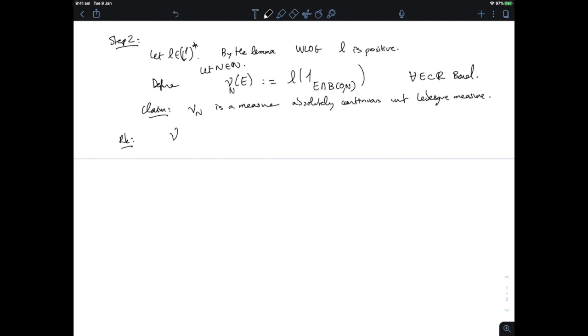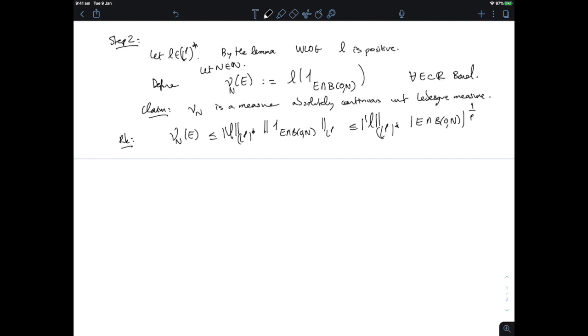It's going to be a bounded measure because I've restricted to the ball of radius n, and I have that nu n of E is certainly smaller than the L^p star norm of L times the L^p norm of this indicator function. But what is the L^p norm of this indicator function? It is the Lebesgue measure of this set, and I'm going to use absolute value to denote Lebesgue measure in this proof, raised to the power 1 upon p.